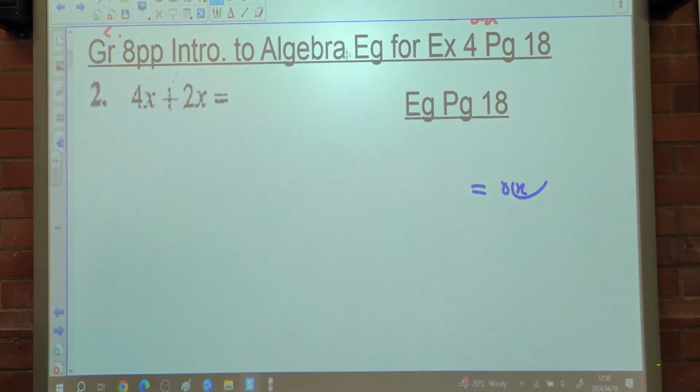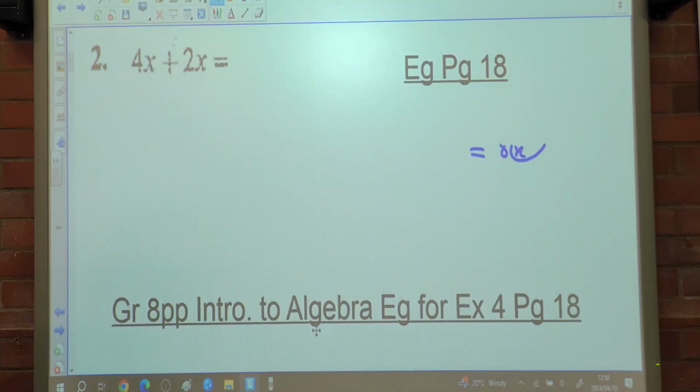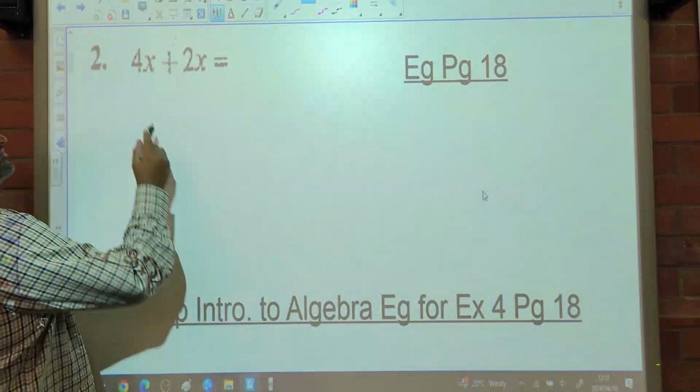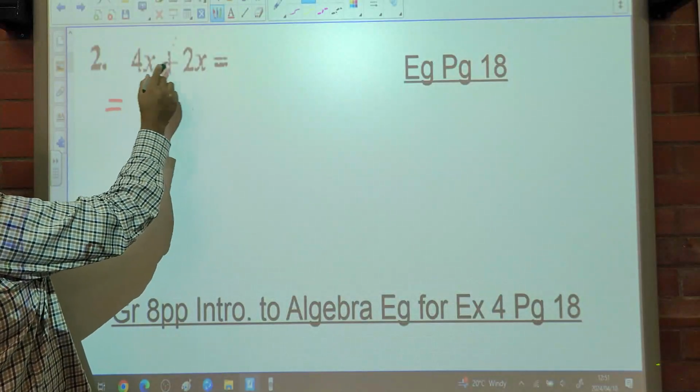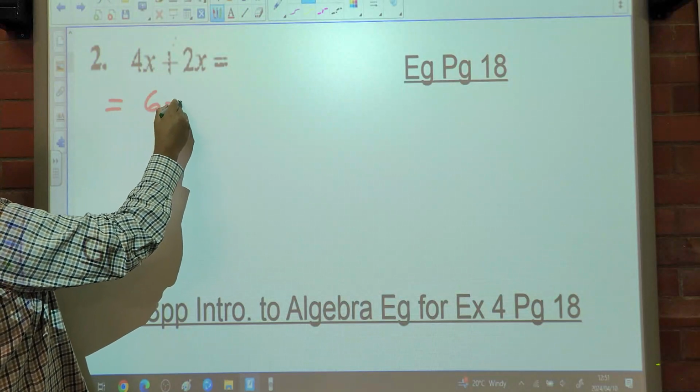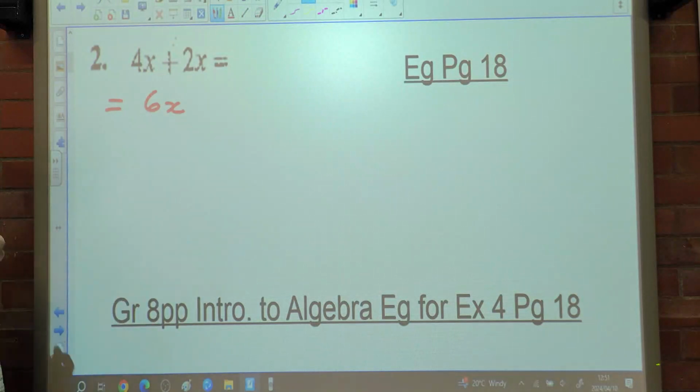Let's look at number 2. Number 2 we have 4x plus 2x. So are they like terms? Are the variables the same? Yes. So 4 plus 2 is 6. So it becomes 6x. Again, when adding and subtracting, the variables stay the same. Okay. Any confusion?